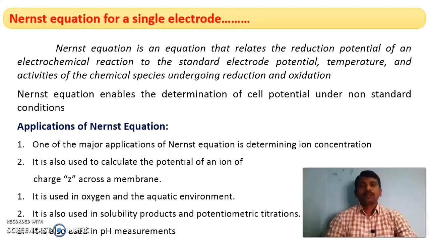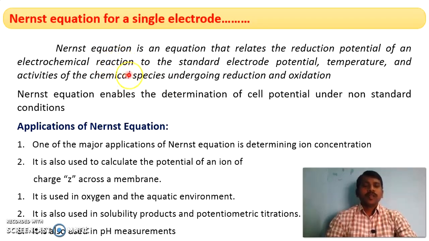Welcome to the session. In this session, I am going to talk about the Nernst equation and its derivation for a single electrode. The Nernst equation is an equation that relates the reduction potential of an electrochemical reaction to the standard electrode potential, temperature, and activities of the chemical species which are involved in the electrochemical reaction.